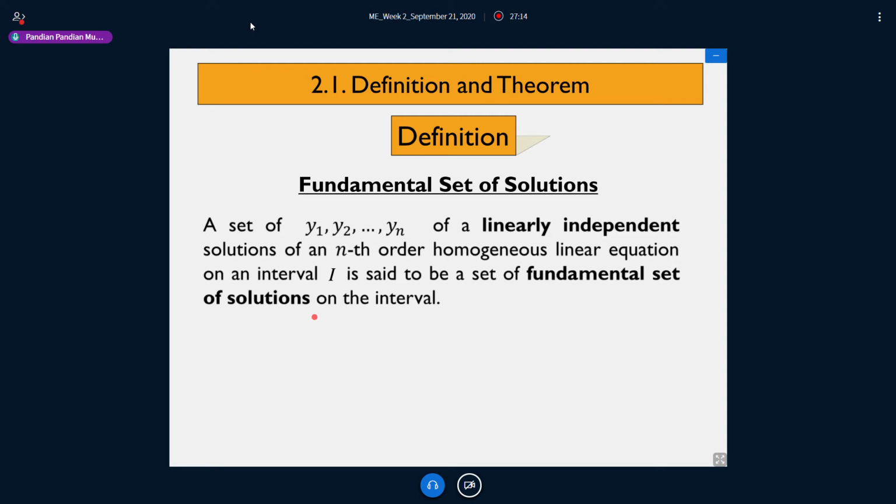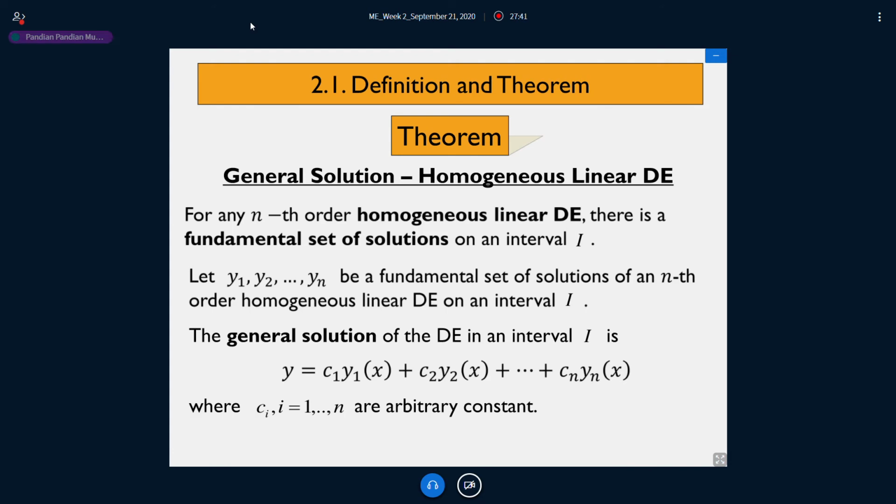Because this piece of information is a very fundamental, strong statement about y1, y2 until yn. What are y1, y2, yn? These are the outputs. So of course the output is very important for you. Since it's very important, the output must be linearly independent. But how to verify linear independence? You use the Wronskian method. But don't forget this fundamental set of solutions. This is the definition.